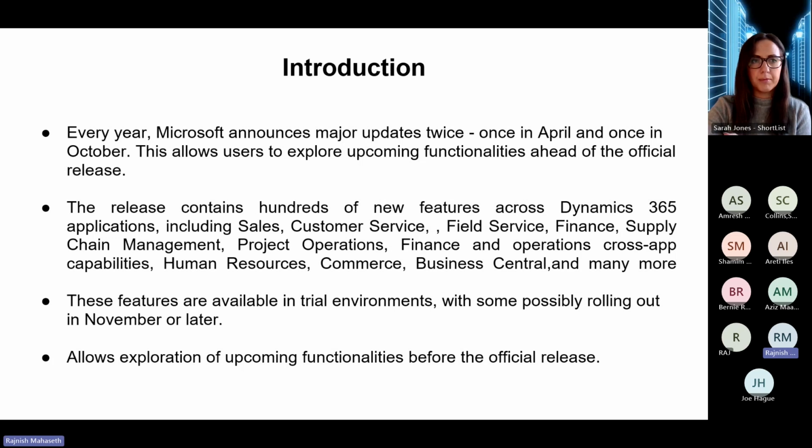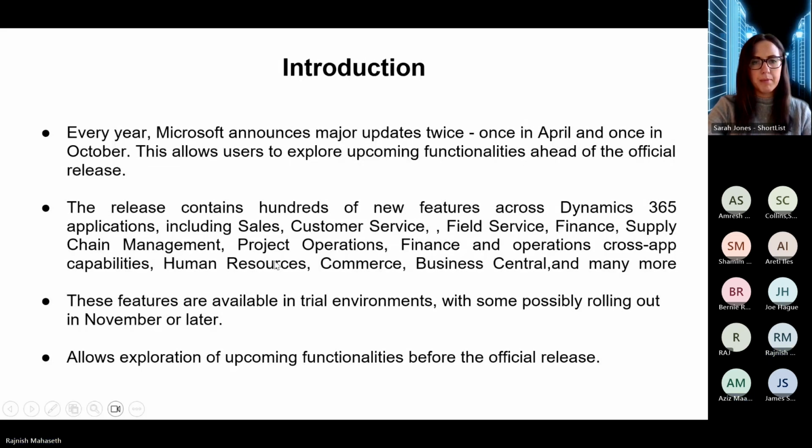However, even when they mention that some features will be available in October or November, sometimes they get delayed to the final release due to some technical or other factors. Now, the release mostly contains the sales module, service module, field service, finance and operations, Business Central, and Power Platform. In this session, we'll cover the main features which belong to the sales module, service module, and Power Platform. These features are already available in the environment. So you can go and check and play with these functionalities as well.